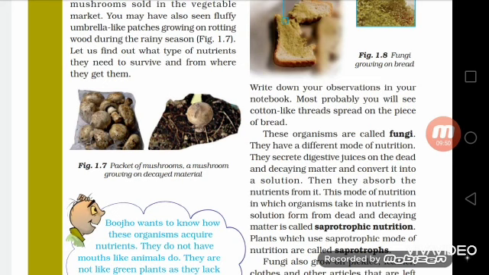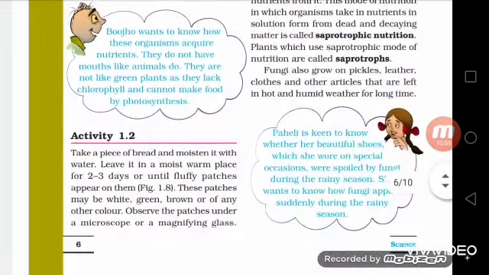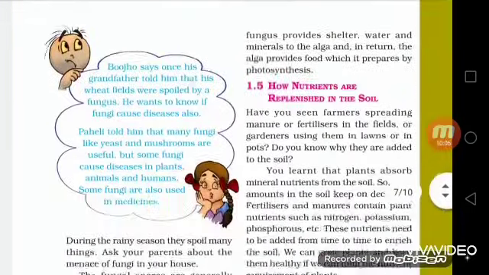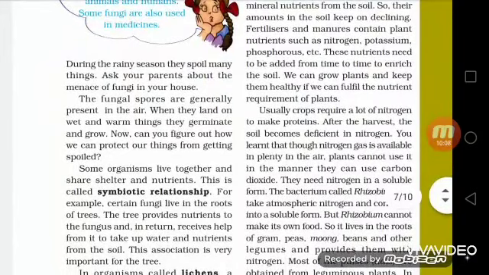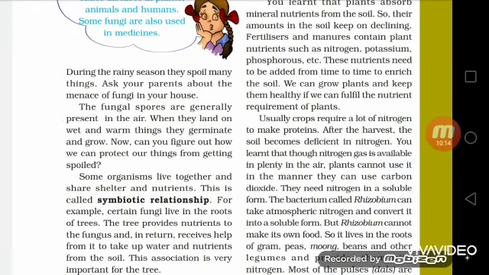And under the saprotrophic mode of nutrition, what comes? That is fungi as well as mushrooms. These are the examples of the saprotrophic mode of nutrition. So now let's switch to another mode of nutrition, that is the symbiotic mode of nutrition, or the symbiotic relationship.